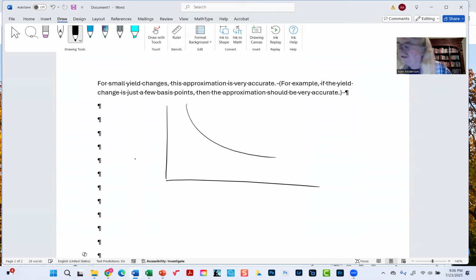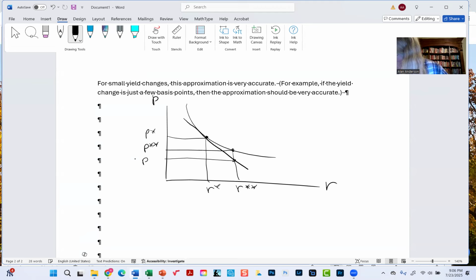So in other words, you can imagine that here is our price yield curve. And if we're here to start out with, let's call this P star and R star. Let's say down here somewhere, I'll call this R double star. Well, the problem here is that the actual new price is here, P double star, but the approximation, call it P double star prime, how about that, is too low.